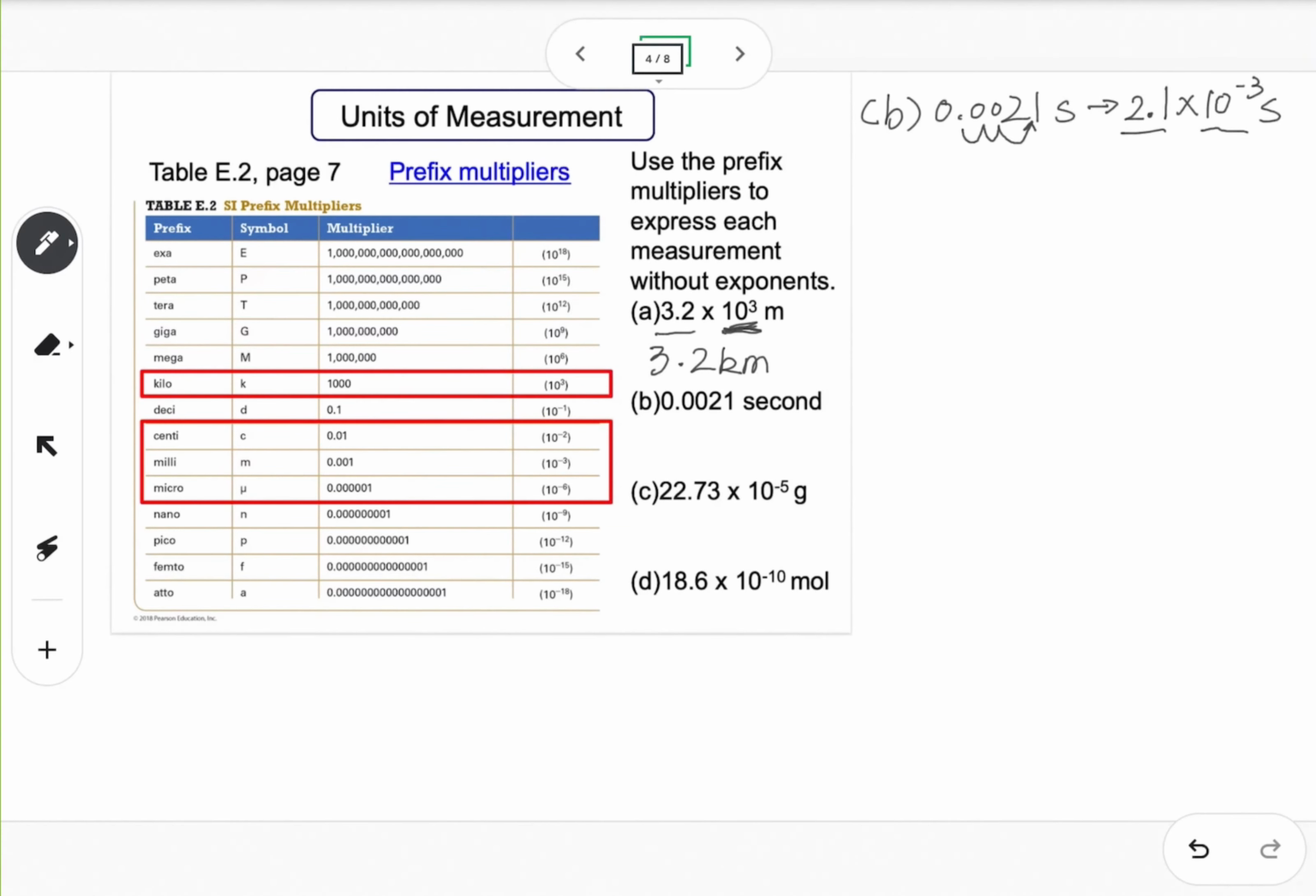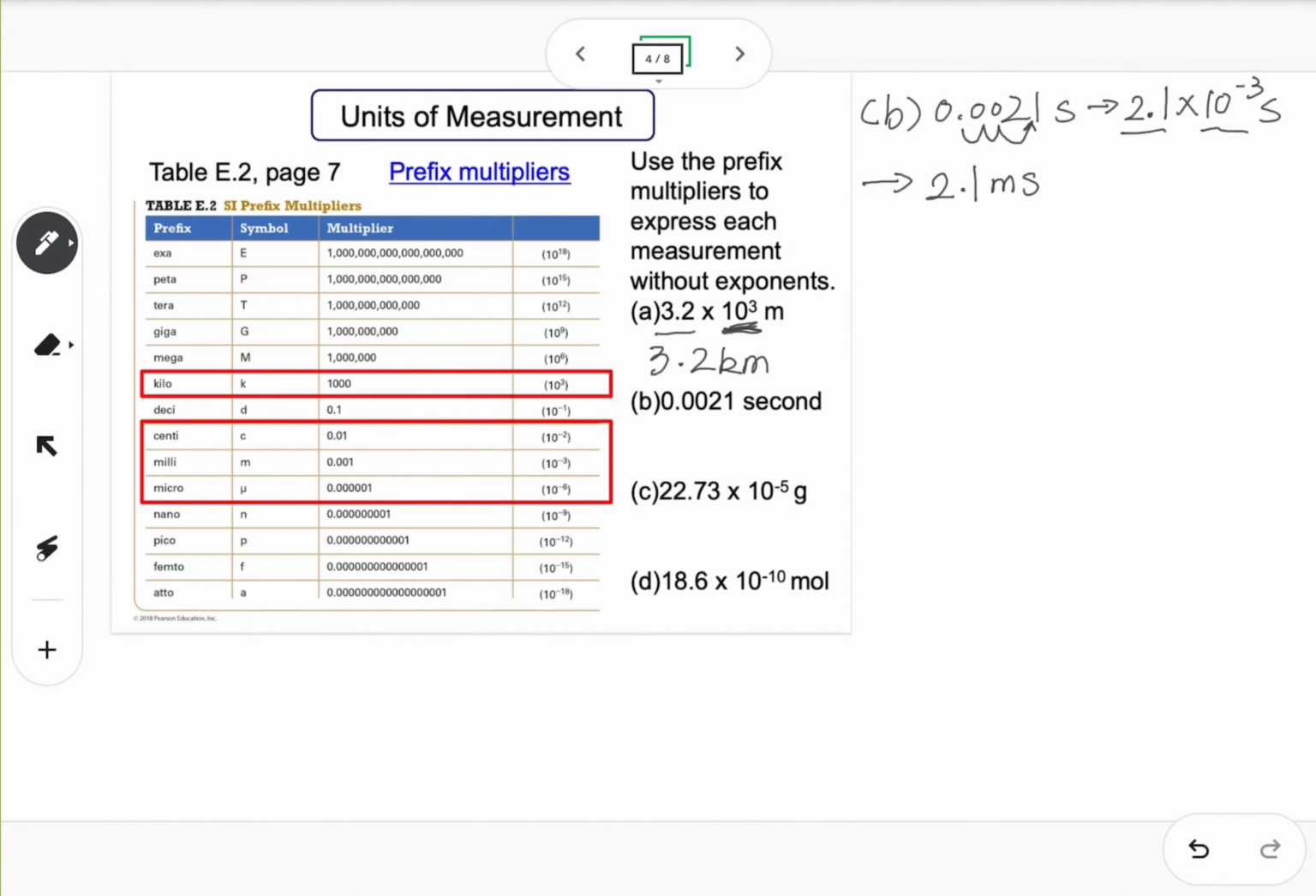part and exponent part. So what we need to do next is to use the right prefix multiplier to replace 10 to the negative 3. As you notice again, 10 to the negative 3, the corresponding symbol of the prefix multiplier is milli. So what you need to do is just use 2.1, use milli m to replace 10 to the negative 3: millisecond. Okay, so this is question B.